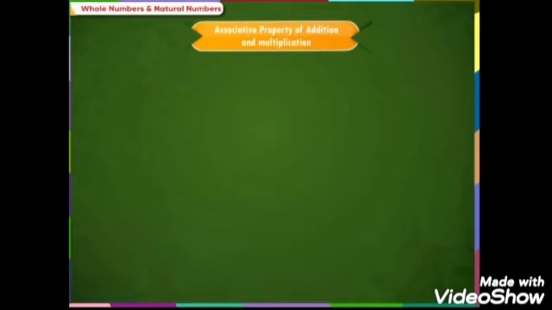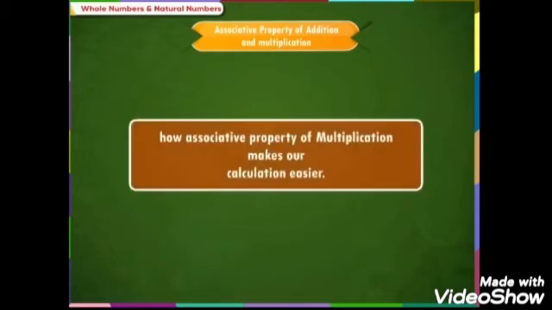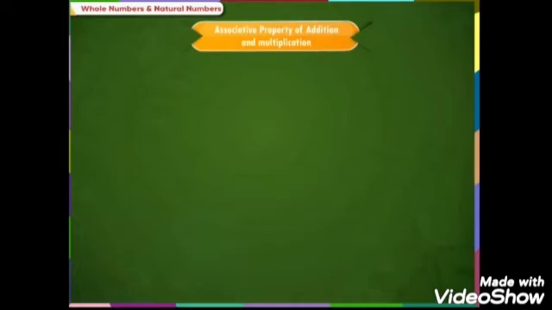So, we can conclude that if 3 or more whole numbers are to be added, the sum will be the same even if the grouping of the numbers is changed. Let us now see how associative property of multiplication makes our calculation easier. Example 2. Multiply 12 into 10 into 42.